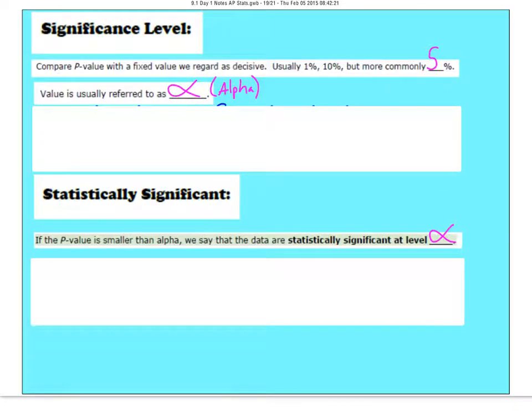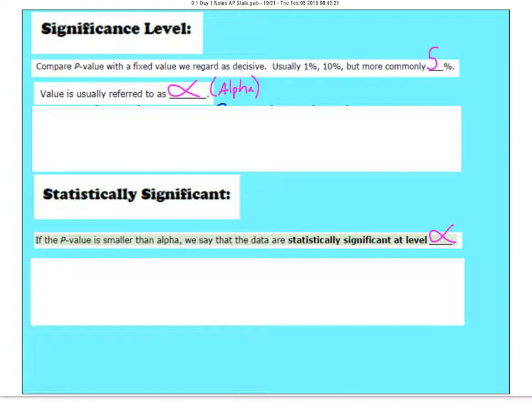Now, let's talk about, when is the p-value too small and too big? I need to have a reference point for that, and we do. It's called the significance level. So we are going to define a significance level. What do we think a big p versus a small p means? We're going to compare the p-value with a fixed value we regard as decisive. It's usually 1%, 10%, and more commonly, they choose 5%. It is typically referred to by the Greek letter alpha.